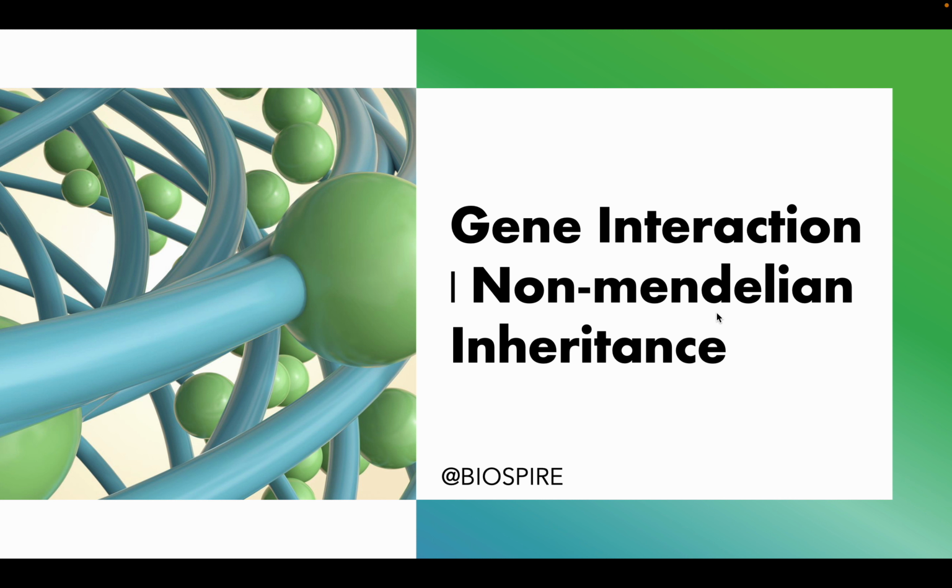In my previous video we talked about Mendelian inheritance, the monohybrid cross, the dihybrid cross and their ratios. But in this video we are going to talk about non-Mendelian inheritance, which means inheritance that does not follow the Mendelian ratio, which is 9 is to 3 is to 3 is to 1. We are going to talk about different gene interactions and how they change the ratio of Mendelian inheritance.